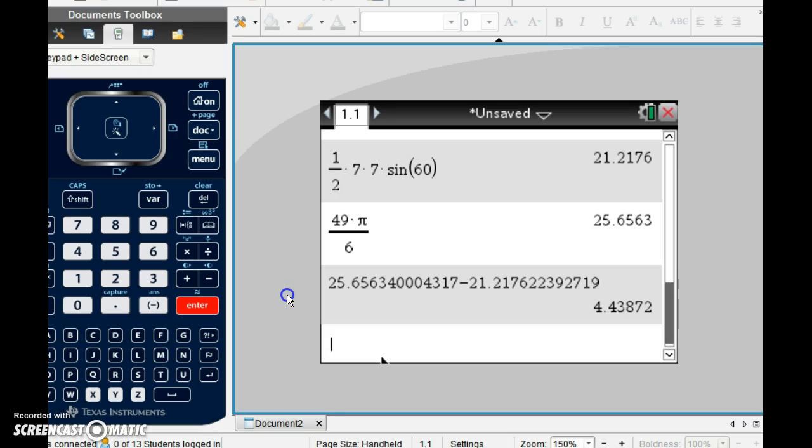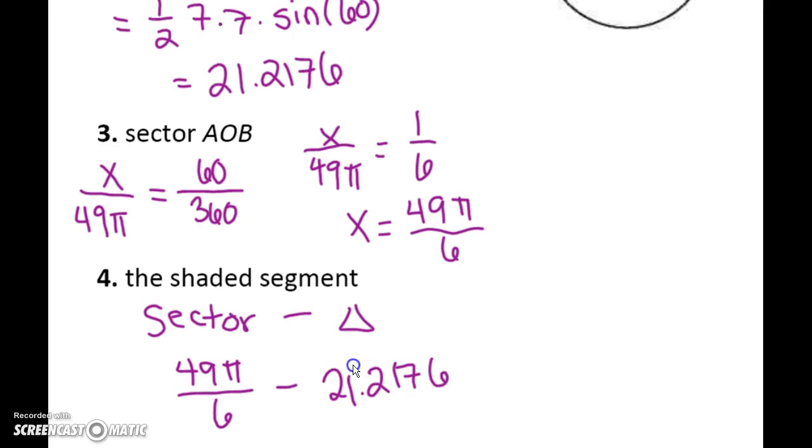The area of the triangle. And I end up getting 4.43872. So area equals 4.43872. And that's my answer.